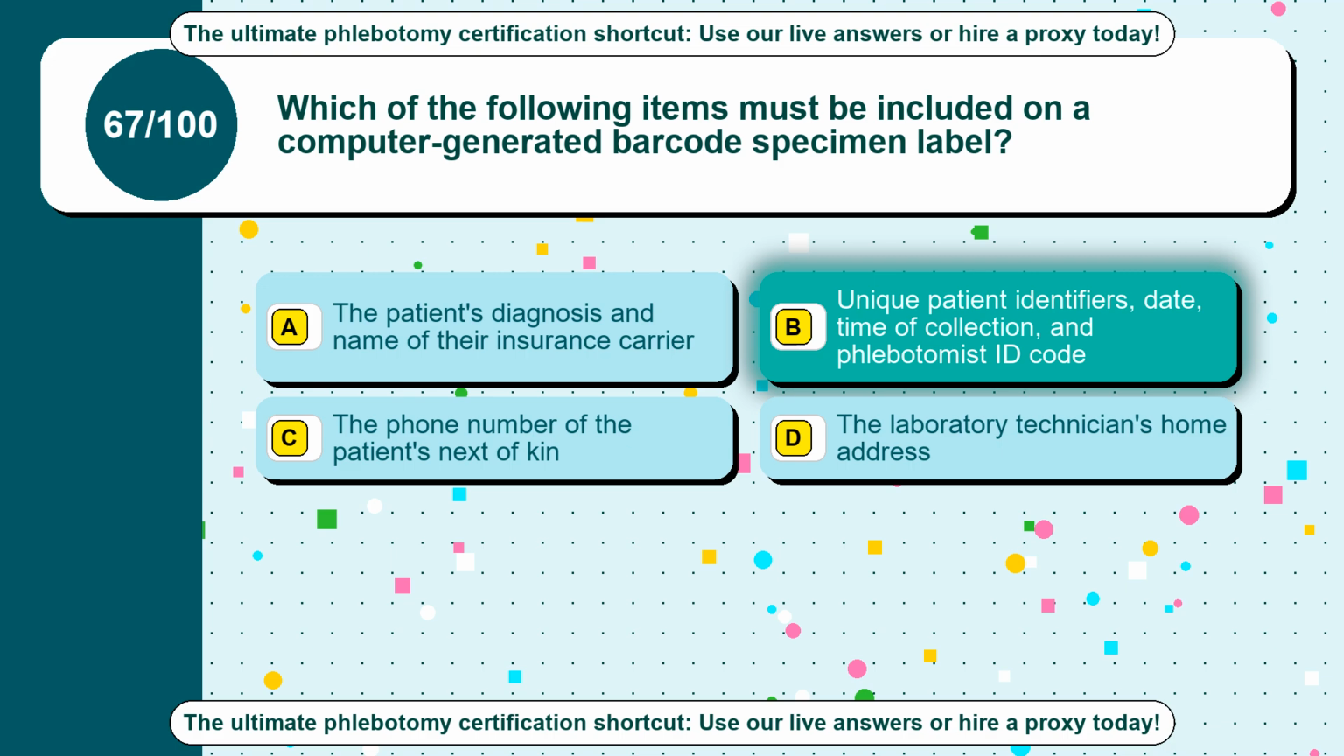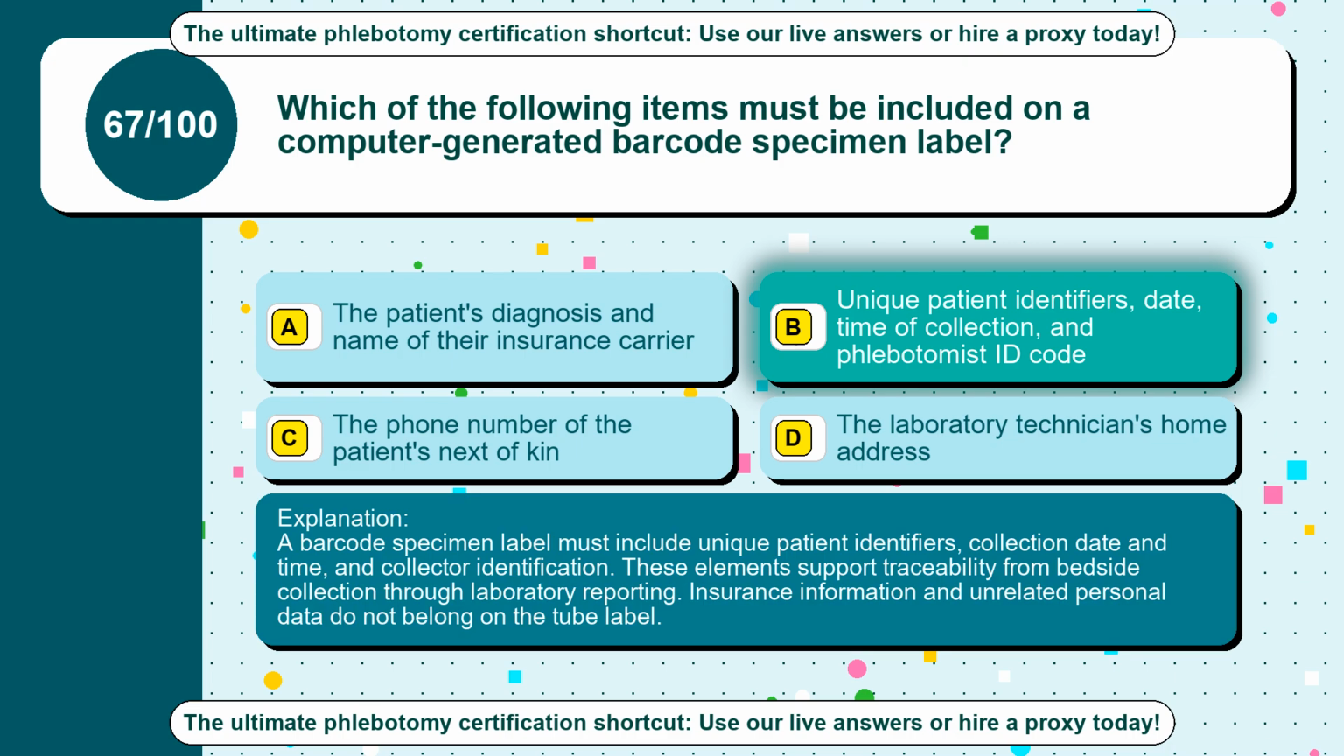Unique patient identifiers, date, time of collection, and phlebotomist ID code. A barcode specimen label must include unique patient identifiers, collection date and time, and collector identification. These elements support traceability from bedside collection through laboratory reporting. Insurance information and unrelated personal data do not belong on the tube label.